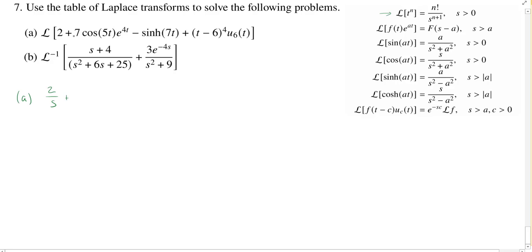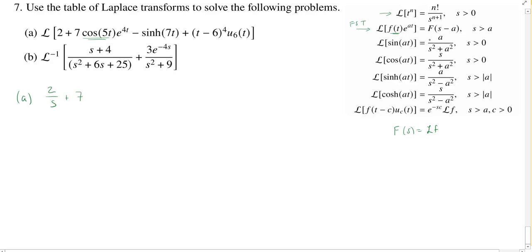All right, what about this next one? Well, let me copy the 7 since, again, that's just a constant. And I have a cosine times an exponential. So the second line, and this is your first shifting theorem, says that if you have some function and you hit it with an exponential, all you have to do is take the Laplace transform of that function, recalling that big F of s is the Laplace transform of f, and then do a little shift. In this case the function is cosine of 5t.